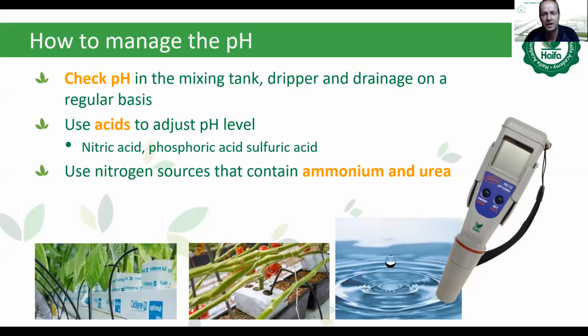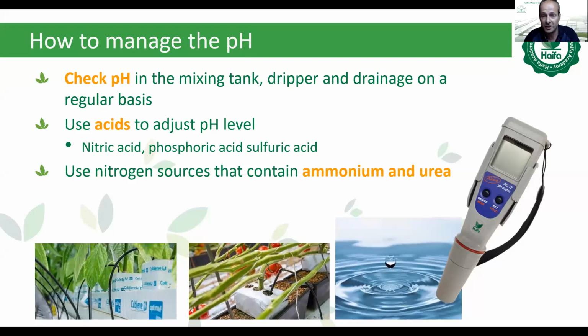Otherwise, we are sending elements to the plant which are good, of course, but the availability is going down more and more. It's also good to check the dripper. For vegetables, tomatoes and peppers, we expect a pH in the mixing tank between 5 and 5.5. But from the dripper, I want to have more or less the same pH. Sometimes we see that the pH is going up, or maybe going down, and then there is something wrong.